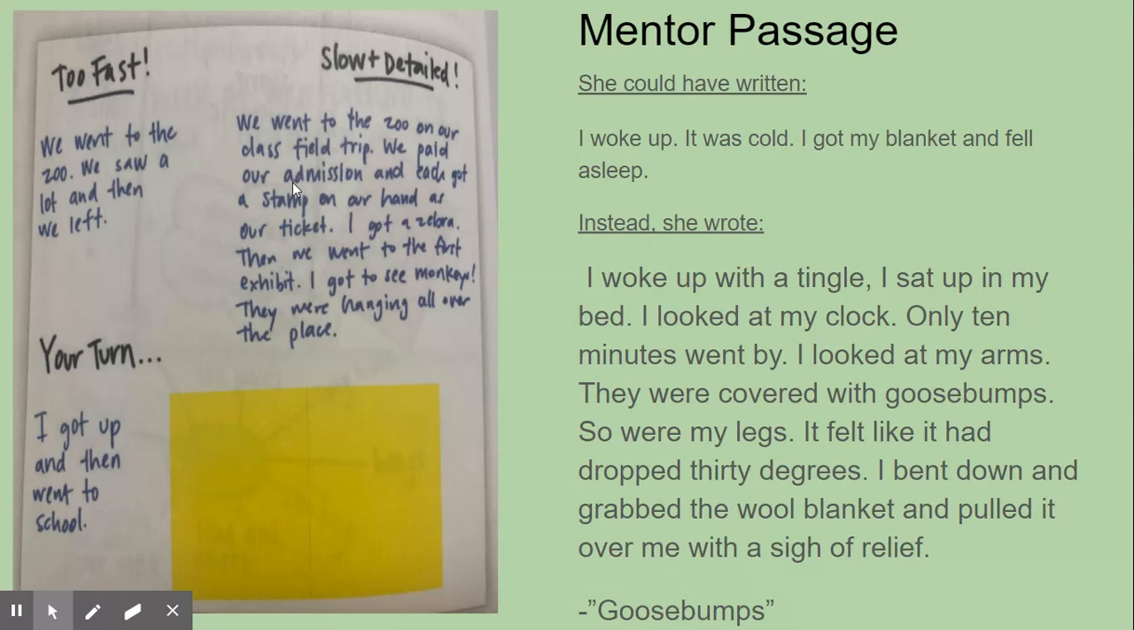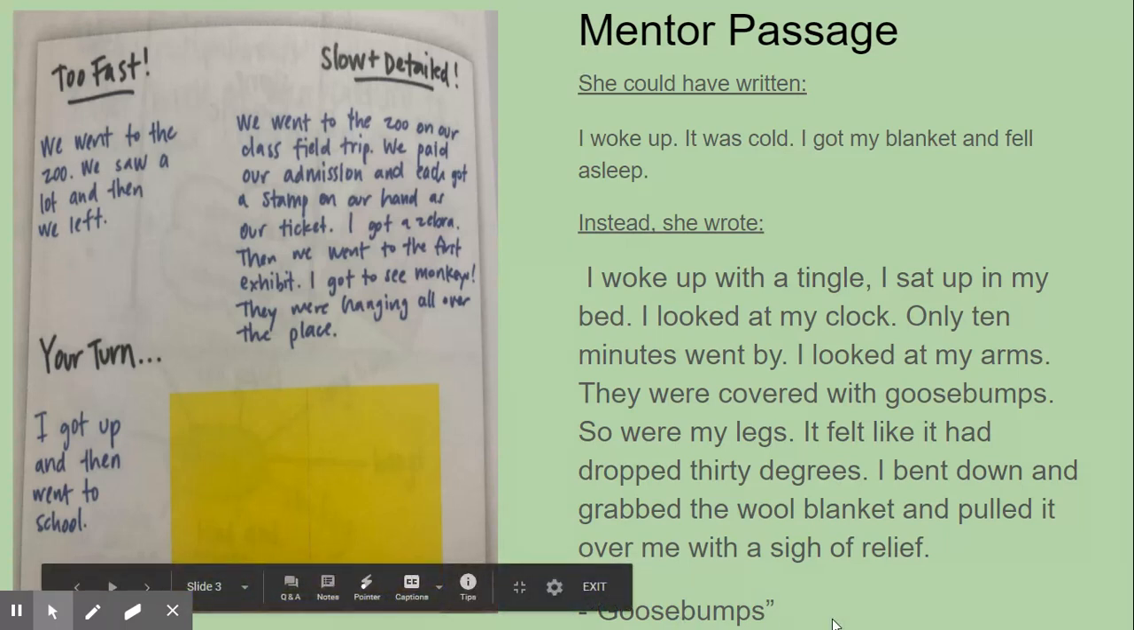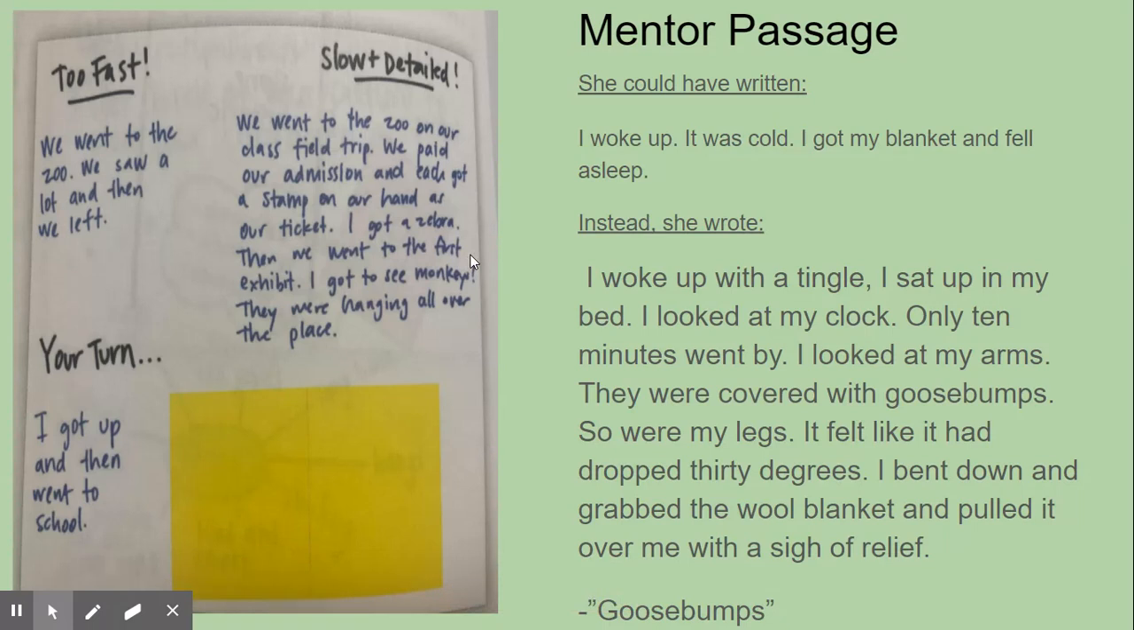Let's take a look at a passage from a personal narrative we know, Goosebumps, to see how the author applies this strategy. So our author in this part could have written, I woke up, it was cold, I got my blanket and fell back asleep. That really jumps from one event to another quickly and doesn't really help the reader experience or develop the story at all. But instead, she wrote, I woke up with a tingle.